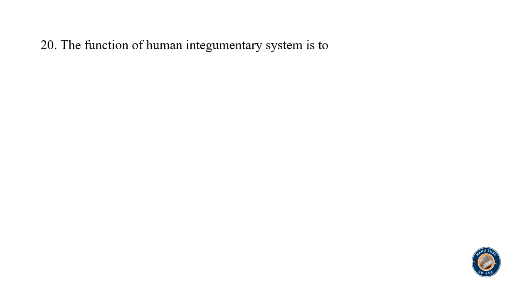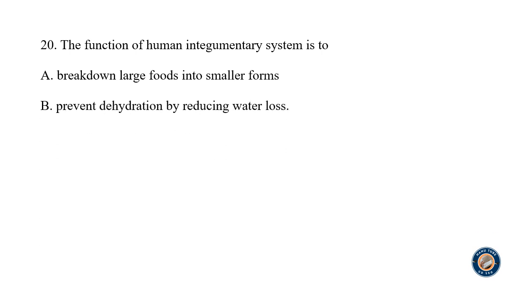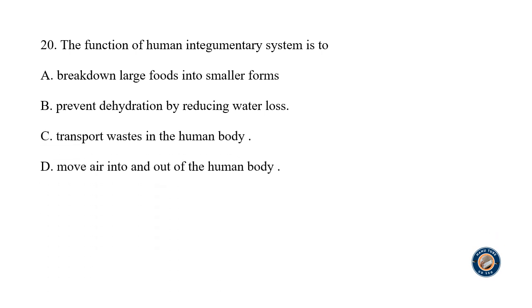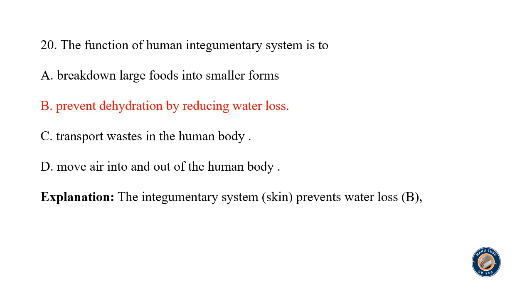Question number 20. The function of the human integumentary system is to A. Break down large foods into smaller forms. B. Prevent dehydration by reducing water loss. C. Transport wastes in the human body. D. Move air into and out of the human body. The answer is prevent dehydration by reducing water loss. The integumentary system, or skin, prevents water loss.